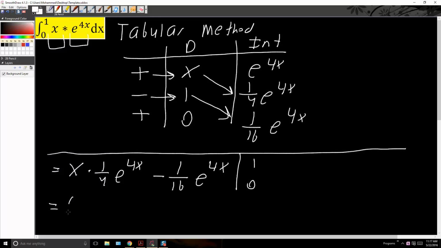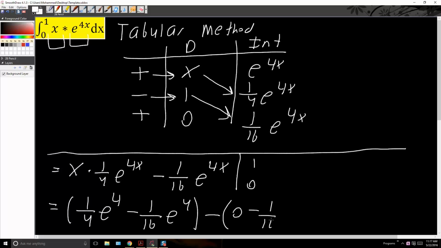So we're going to get 1/4 e raised to the 4. This will produce negative 1/16 e raised to the 4th, minus parentheses. Putting 0 in here, we get 0. Putting 0 in here, this becomes 1. So we get minus 1 over 16.